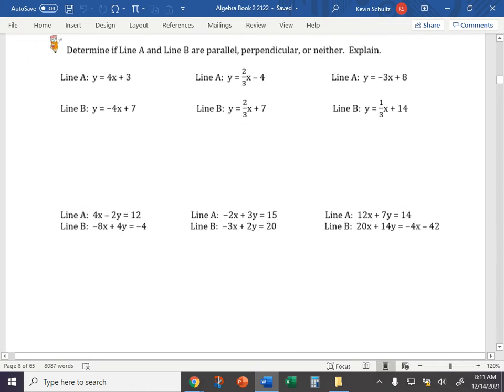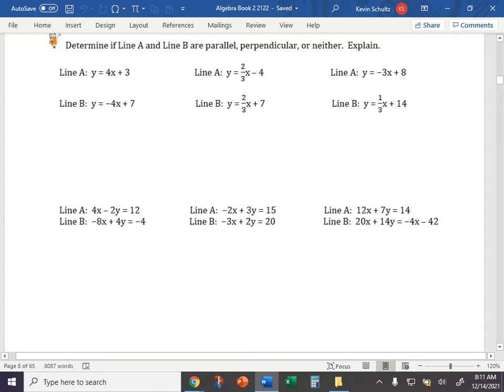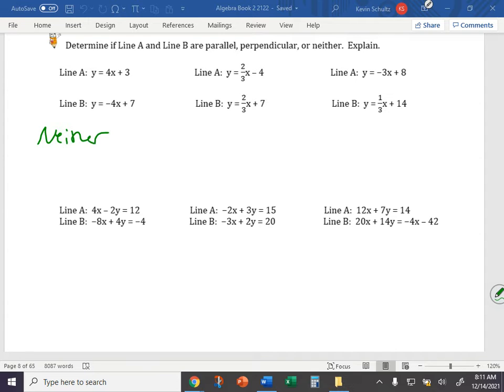It says determine if line A and B are parallel, perpendicular, or neither, and explain. So in this first one, line A, y equals 4x plus 3. Line B, y equals -4x plus 7. Raise your hand and tell me if these lines are parallel, perpendicular, or neither, and then explain. Aiden: Neither. Why, Aiden? Because the only thing that flipped in the slope was the sign. They didn't change the fraction.